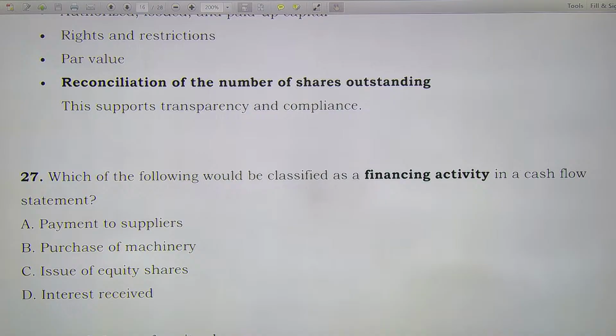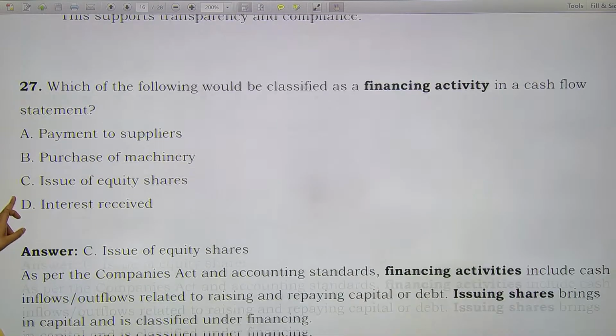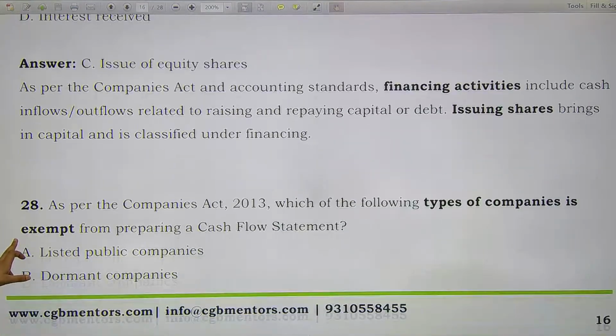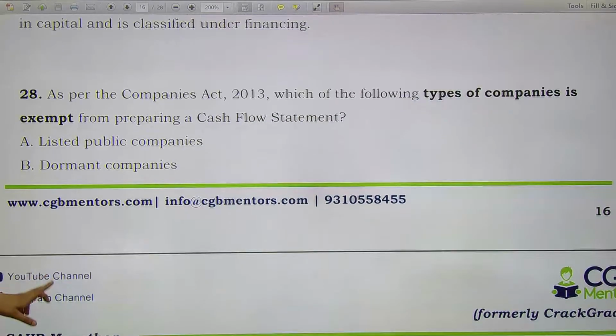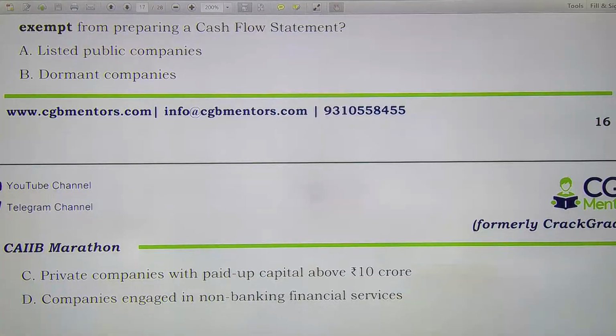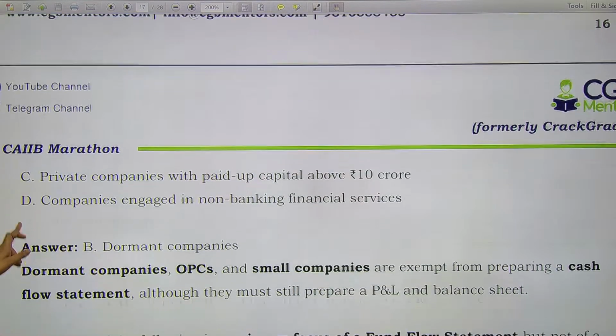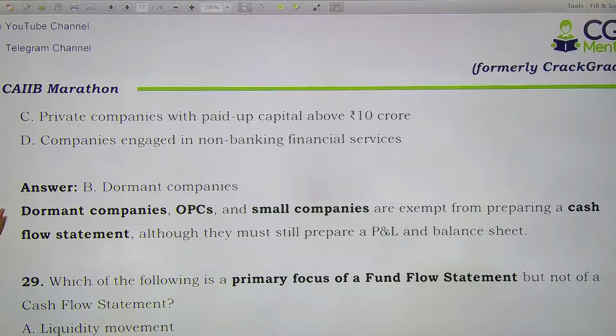Payment of this or receipt of the money is clearly classified as a financing activity. Now, as per the Companies Act, which of the following type of companies is exempt from preparing a cash flow statement? Listed company, dormant company, private company or company engaged in NBFC. Clearly a dormant company is exempted from preparing because obviously they are not functioning.